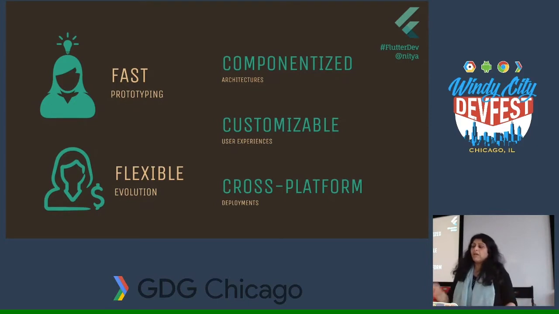People want componentized architectures. That means you want to be able to reuse before you build. You want to be able to mix and match to get to where you want to go as fast as possible, and then customize. And when it comes to the customization, they want customizable user experiences. What that means is that, ooh, okay.